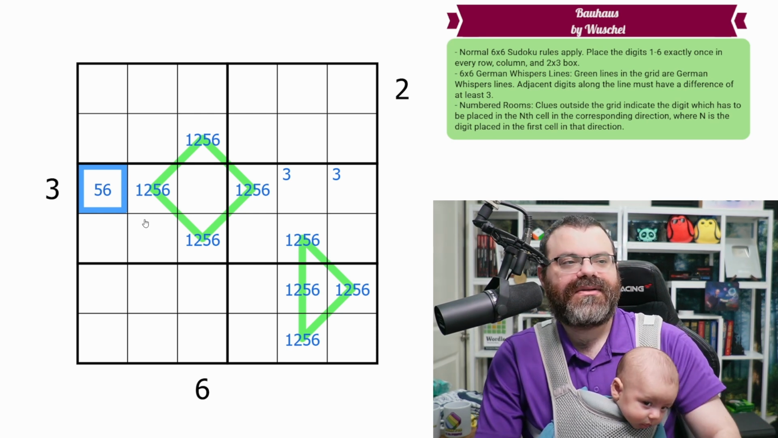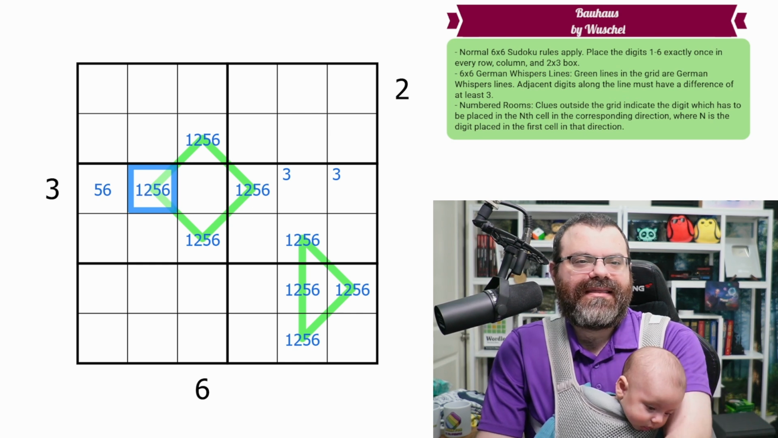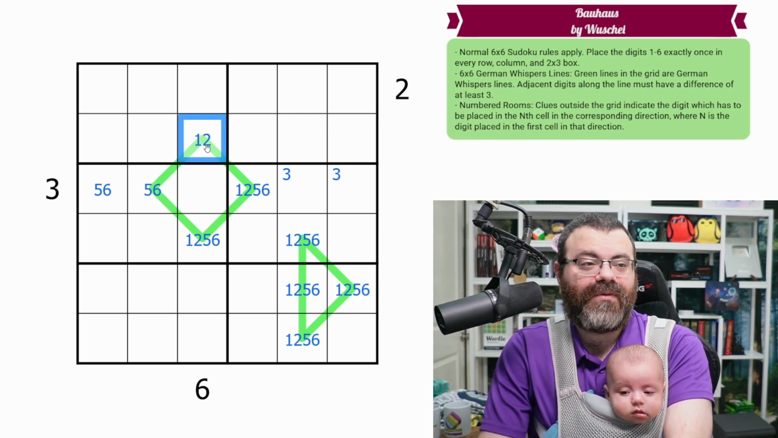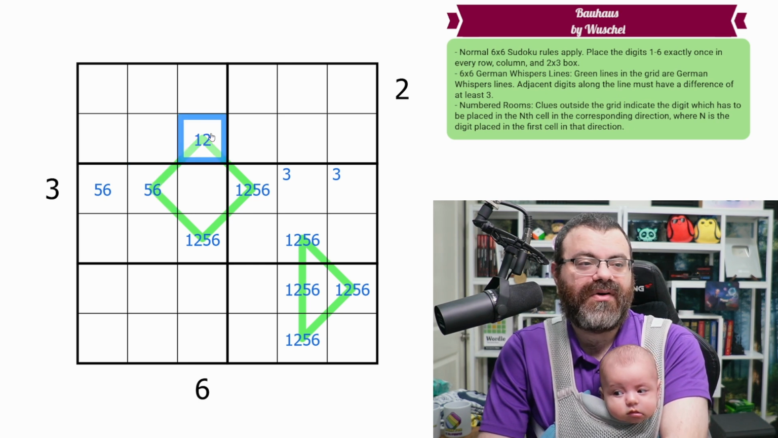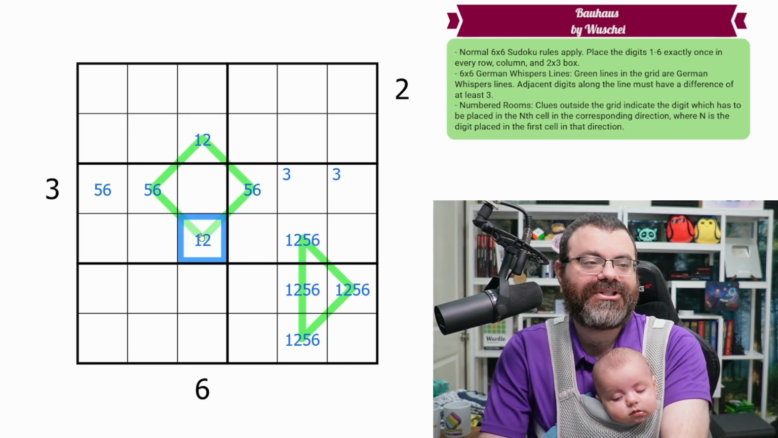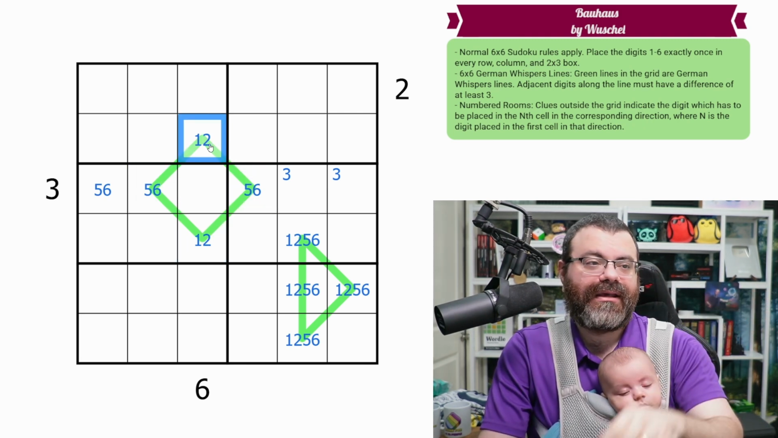So this is the other property of German whispers let's talk about. Let's say this was a 5, 6. Well, now this can't be a 5, 6. It's going to have to be from 1, 2. So we're going from a high digit to a low digit. And then now we have to go back up to a high digit and then back down to a low digit. German whispers always alternate low, high, because you're either adding 3 or more or you're subtracting 3 or more.